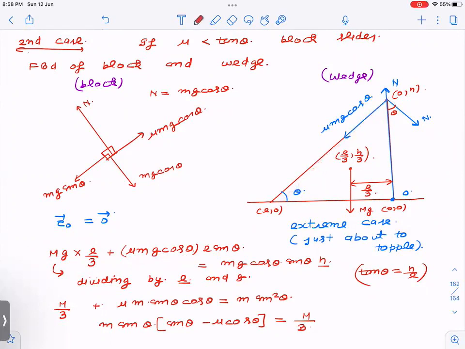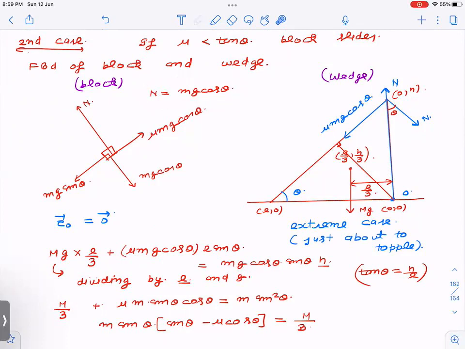Now mu mg cos theta is acting this way. And if you drop a perpendicular here like this, then this is the perpendicular distance, L cos theta, L sin theta. So that is what I have written, L sin theta. Now this torque needs to be balanced by the normal reaction, n. So for n, this is n cos theta, whose line of action is passing through this, and n sin theta into h we can write. N is mg cos theta.